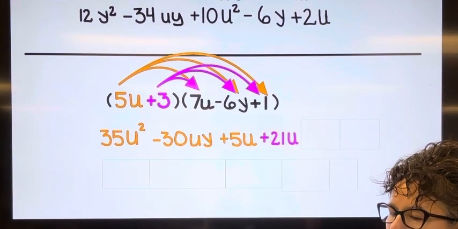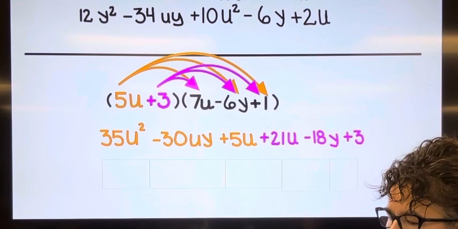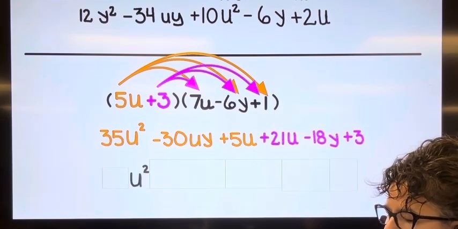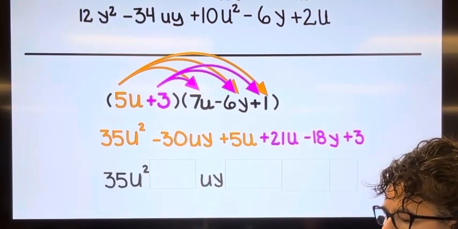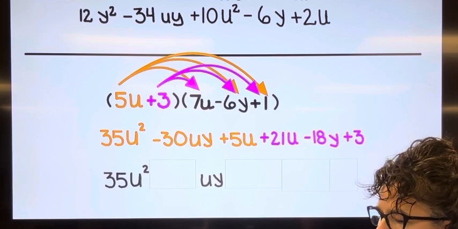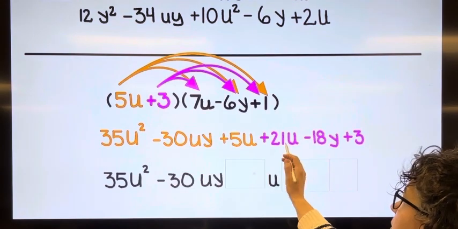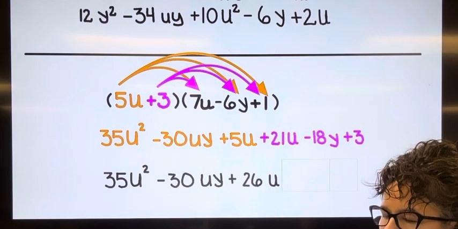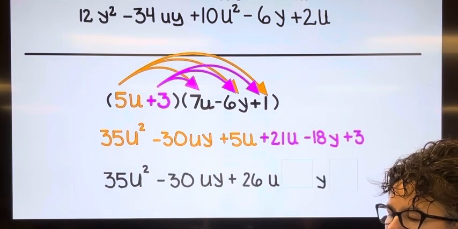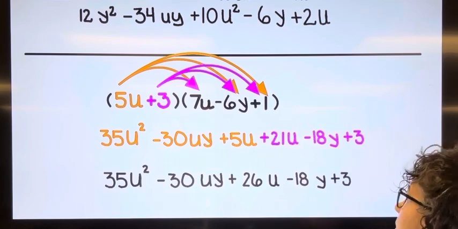I've multiplied those through, and then when I combine like terms, I only have 35u squareds. My uys, I have minus 30 of those. My u's, I've got 5 of those and 21 of those, so that makes 26. We have minus 18y's and plus 3.